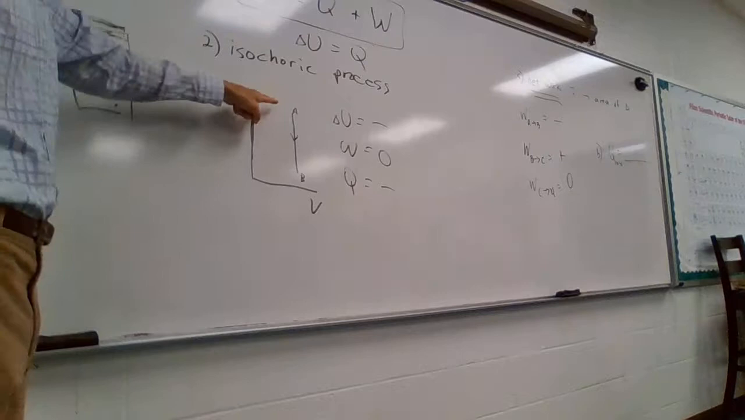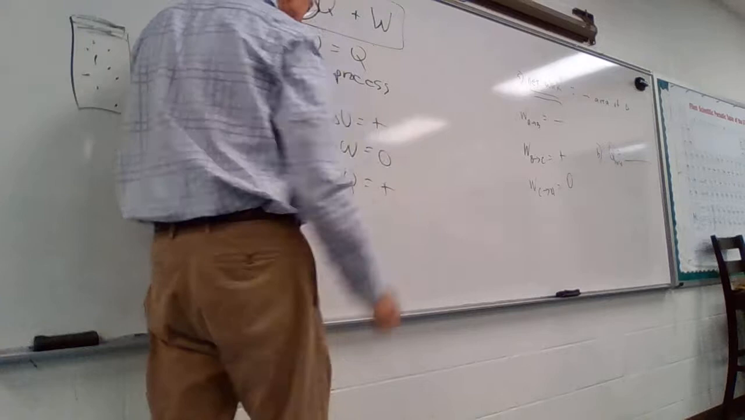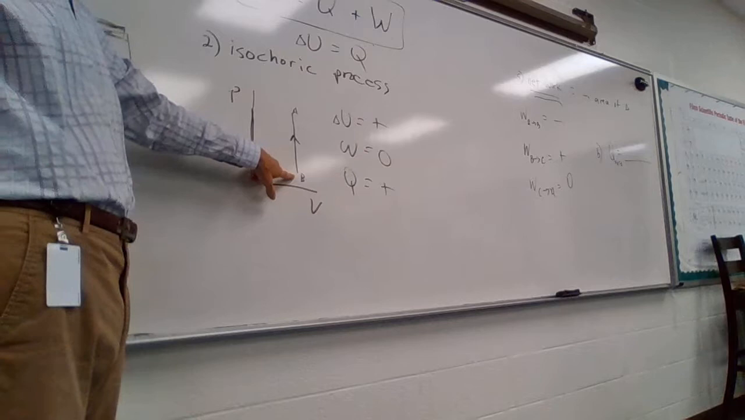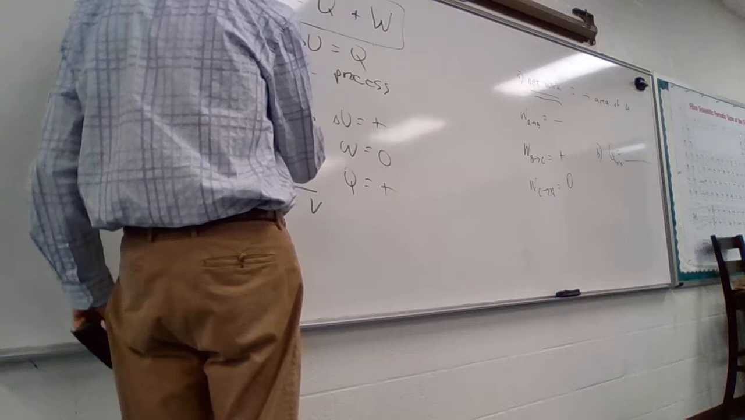If it's down. Now, if you reverse it, if you change the arrow to up, it's the opposite. Now, heat's going in and delta U is positive, the temperature is going to rise. A is at a higher temperature than B. A moment ago, we had this, and we said B was at a higher temperature than A.